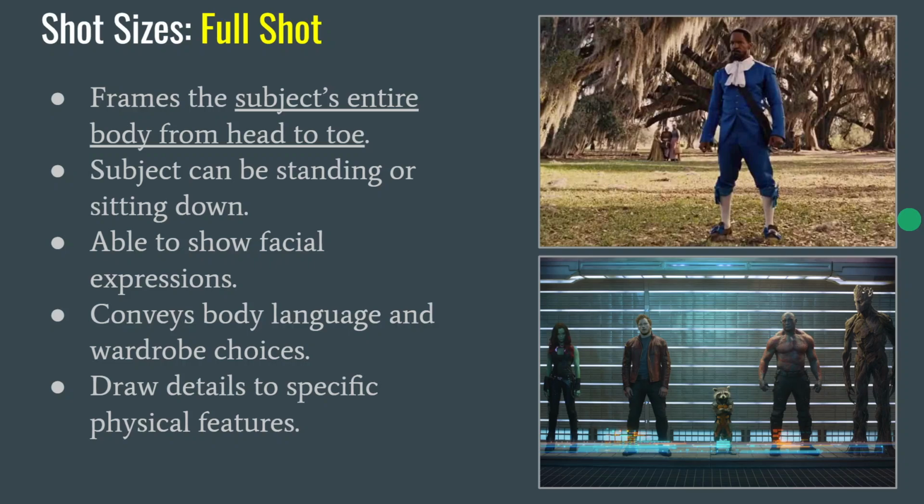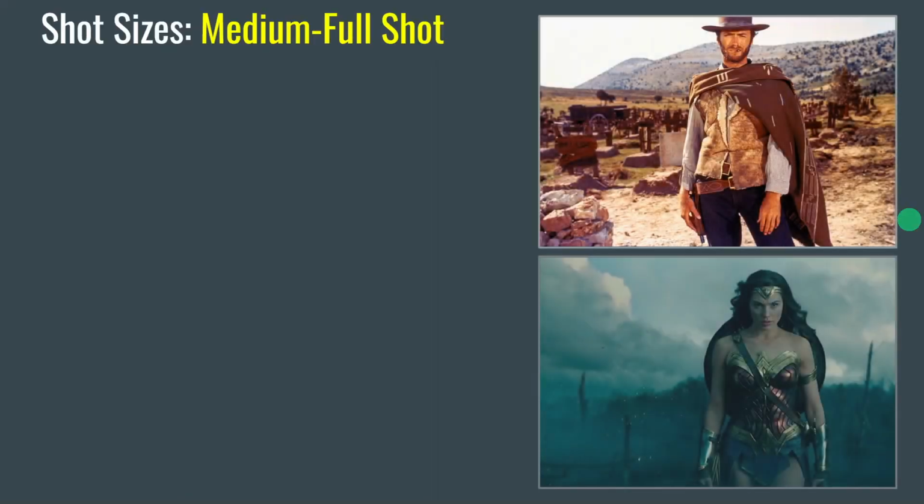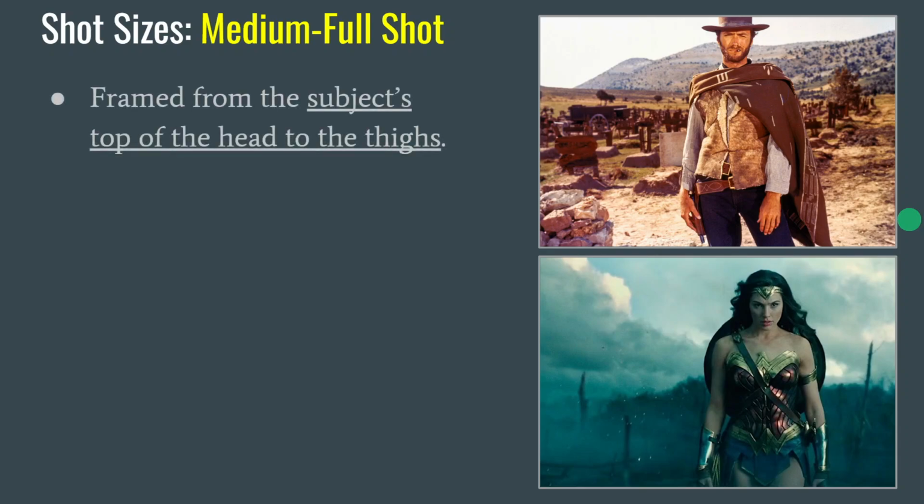Again, details that are specific as we start to get closer and see what this character is made of and how they're standing or how they have their body posture. Again, medium full shot, getting a little bit closer. The key thing I want you to take away, and make sure you have this in your notes when you're practicing, is the first thing I'm talking about, which is how the subject is framed. This one is framed from the top of the head to the thighs.